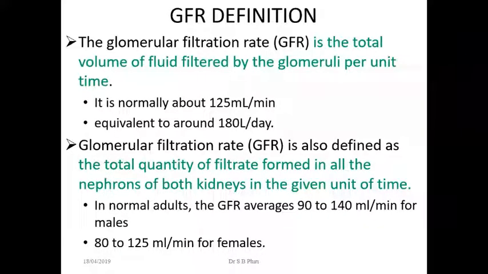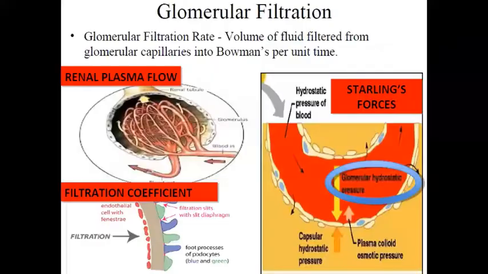In females, it will range from 80 to 125 milliliters per minute. That is in females. But on average, we'll just say an adult should have a glomerular filtration rate of somewhere around 125. That's the most common one. So we'll just say 125 milliliters per minute. But you need to know that males will have more as compared to females. So the glomerular filtration rate is more in males as compared to females in terms of the value.